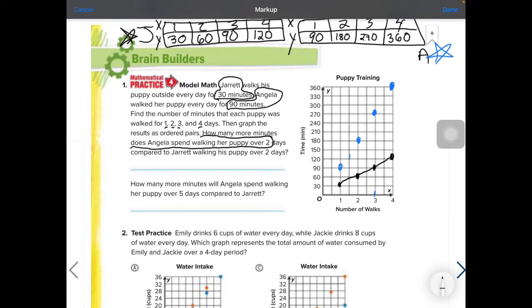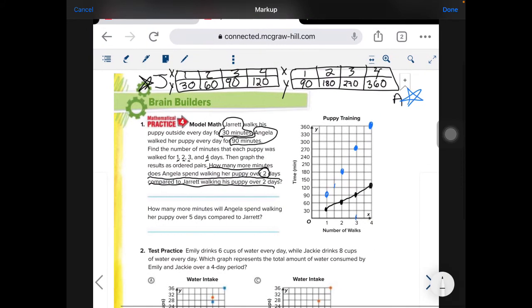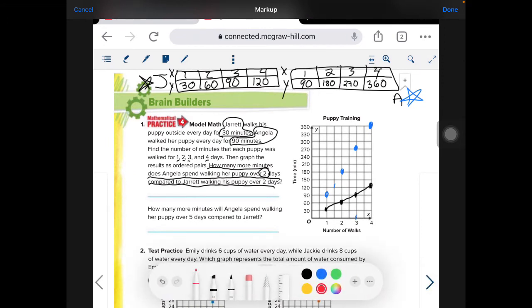How many more minutes does Angela spend walking her puppy over 2 days compared to Jarrett walking his puppy over 2 days? All right, so I'm going to do this in red because I can. 2 days and 2 days. So 180. So it sounds like a subtraction problem because it's asking for a difference. Subtract 60. So Angela spends 120 more minutes.